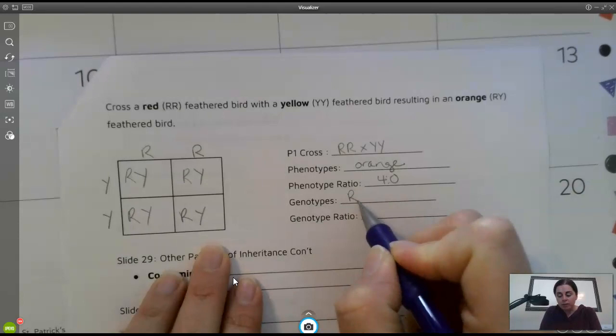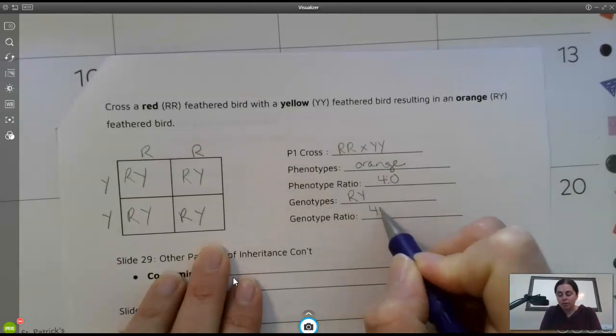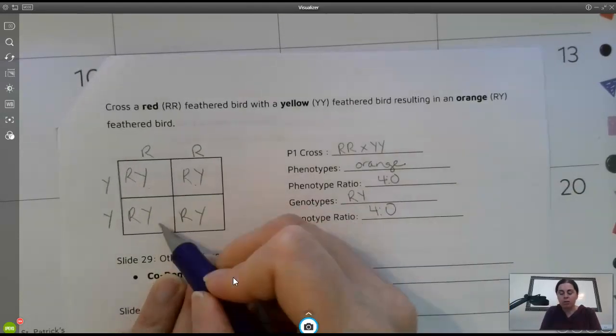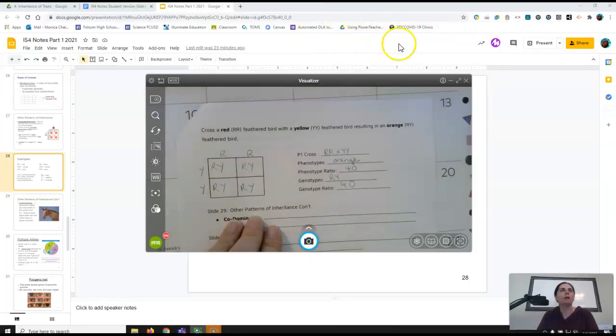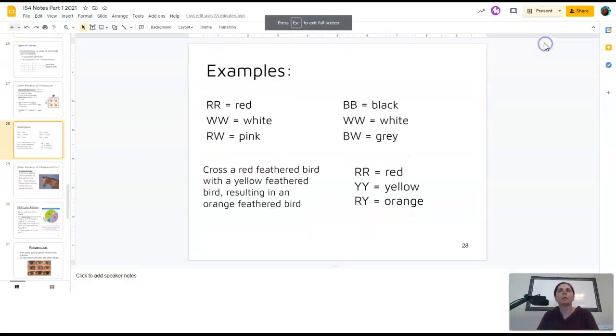Genotypes of our offspring is RY, and our genotype ratio is 4 to 0 because they are all RY. Okay, that one's pretty easy, hopefully. And back to this.